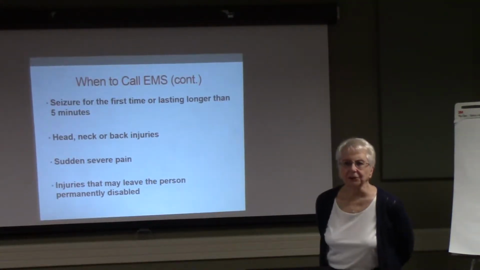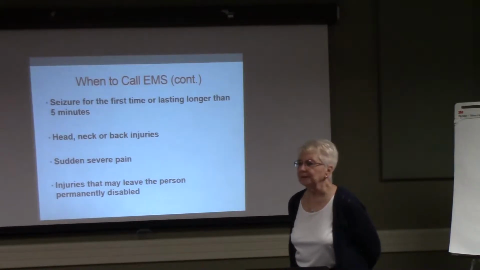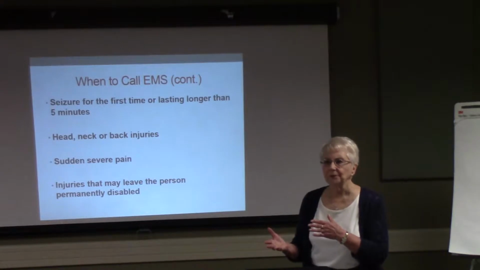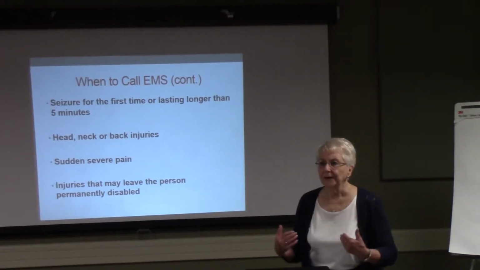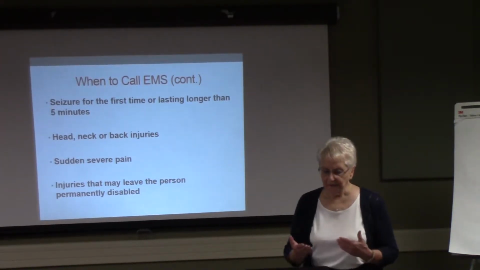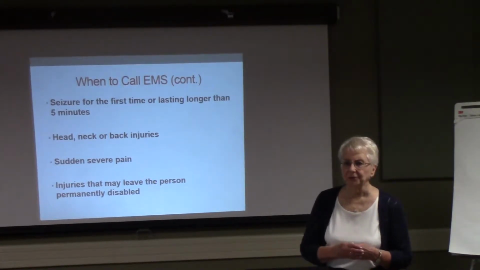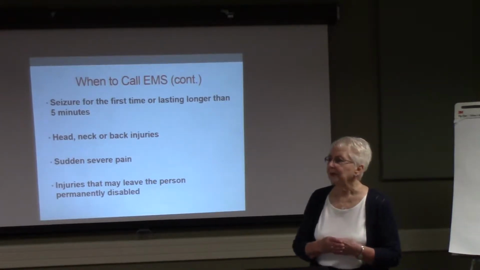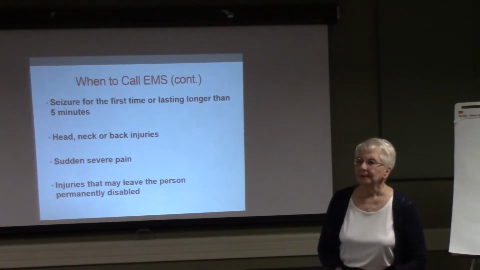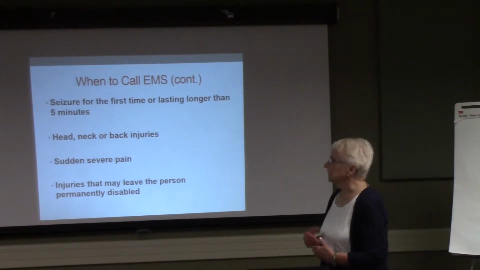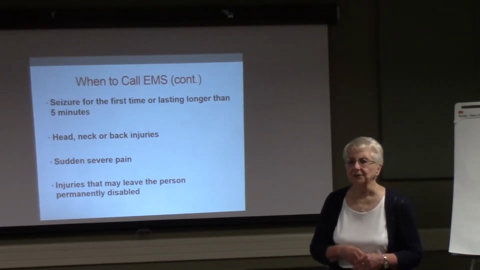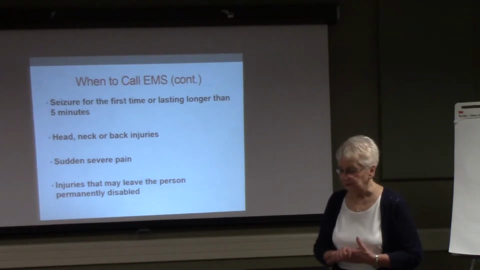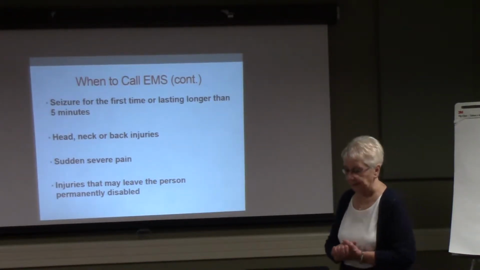If someone has a seizure for the first time, remember a first-time seizure can be anything from a teenage girl with a change in hormones to a brain tumor. We don't know that. There's a lot of situations where you can have a seizure. We need to find out the cause. Or if it lasts longer than 5 minutes. A seizure that lasts longer than 5 minutes can lead to some brain damage and some other problems. So those are two things with seizures, and we'll talk more about that in a little bit.